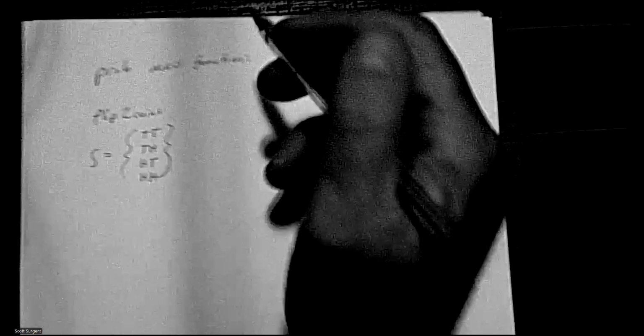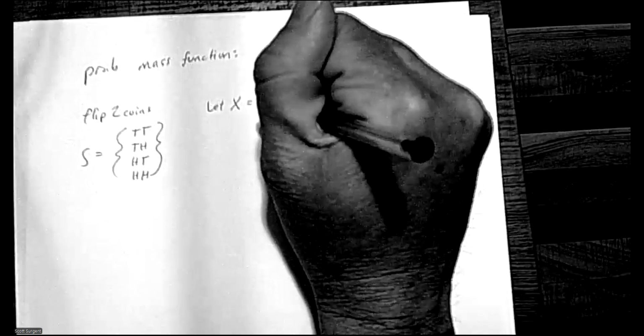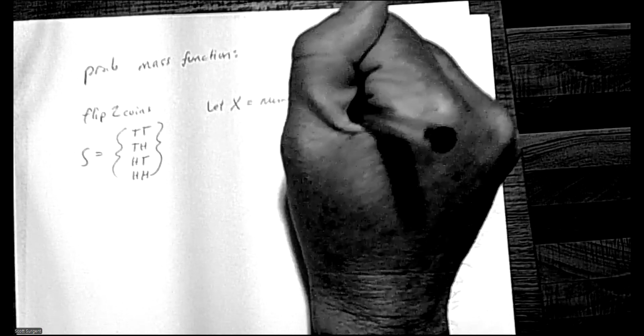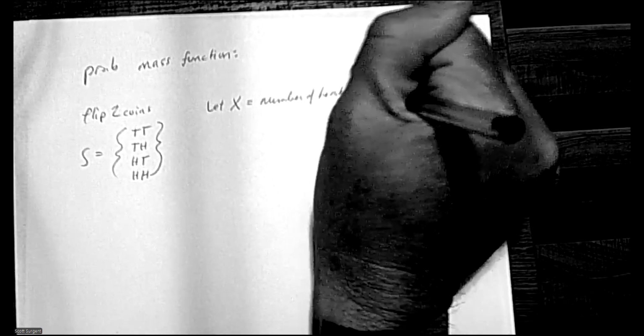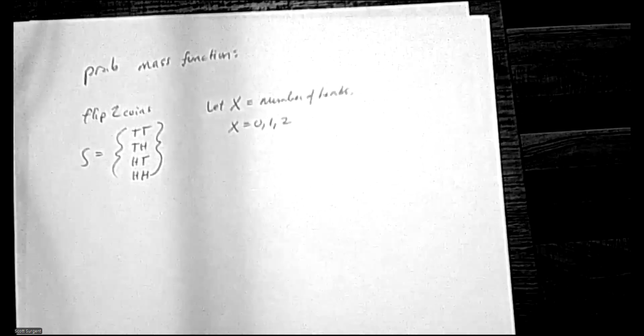Would you all agree with that? So that's basically the possible ways that 2 coins can land. What happens next is we have to define an outcome. We're looking for something that we're interested in. So for example, I might say let big X equal the number of heads. Okay, so big X can be 0, 1, or 2.